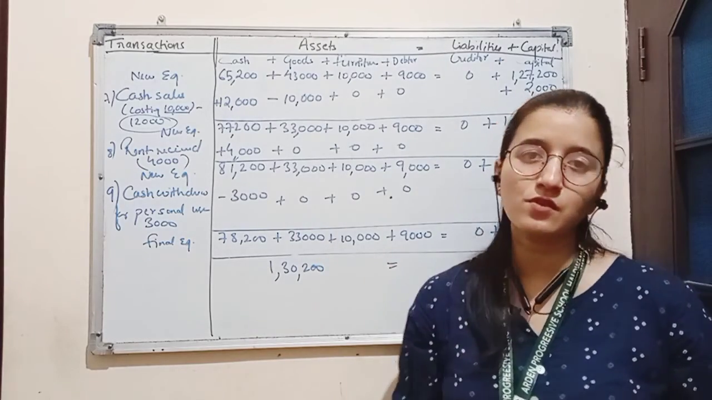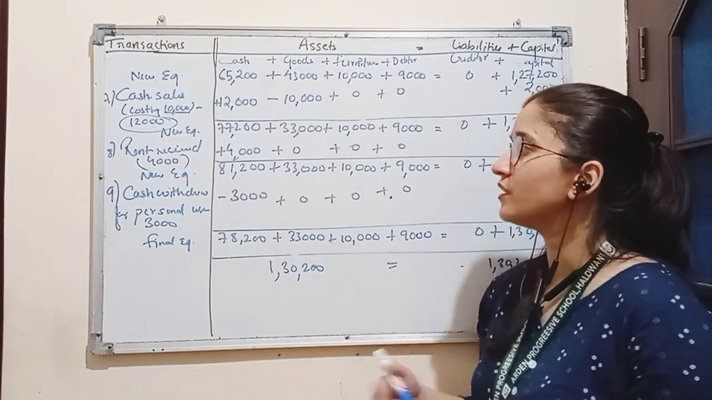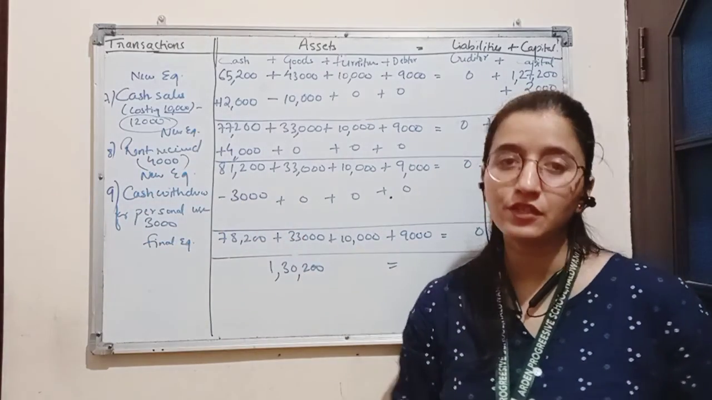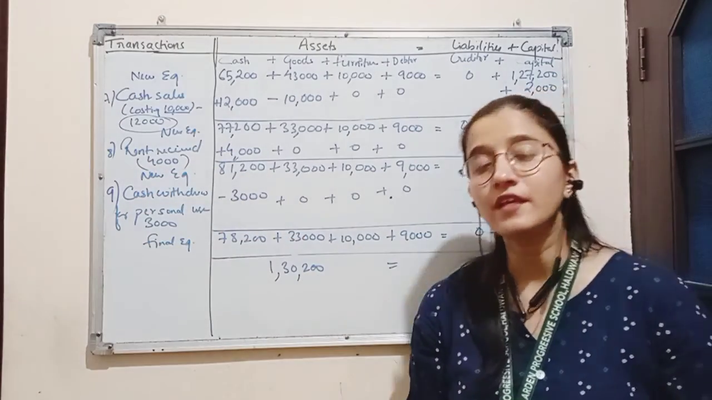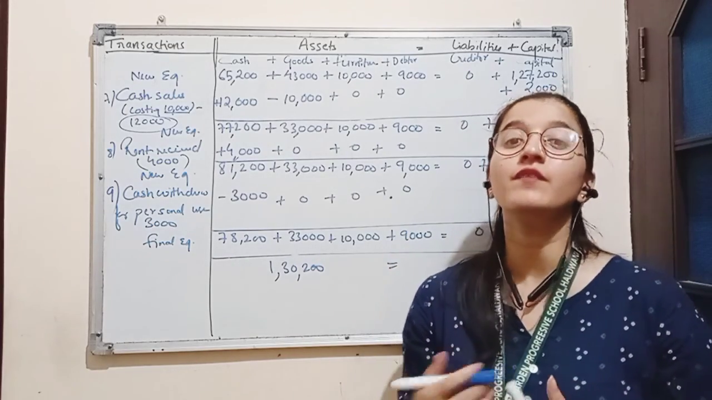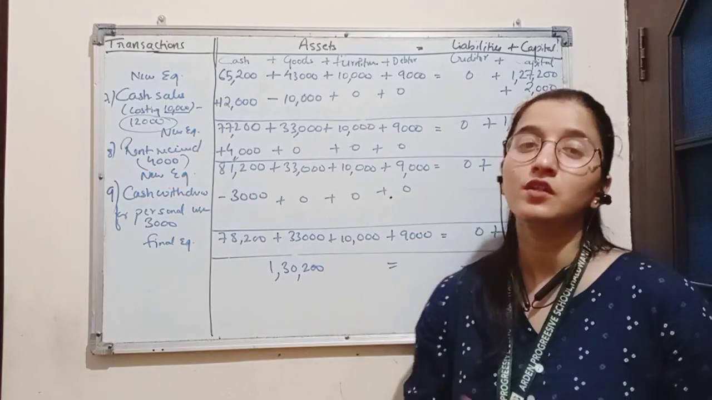In the previous class also we solved the same question, but there were some limited transactions. Here we have seen a variety of transactions, and in the next class also we will solve the same numerical question, but there we will learn about some more new transactions.